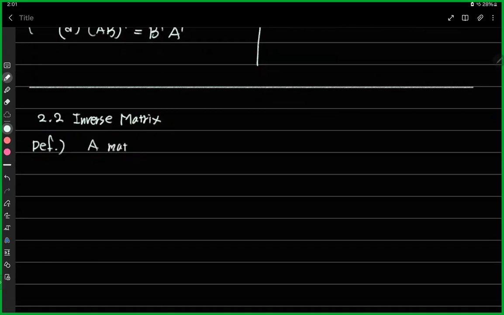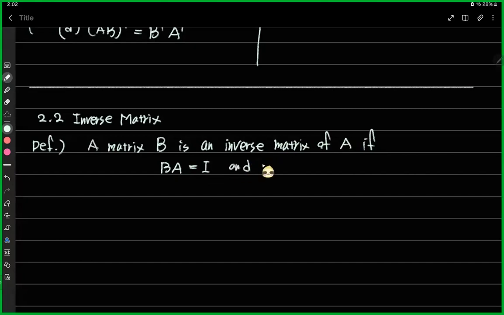A matrix A is said to have inverse matrix B, let me use B, if B times A is equal to the identity matrix, and A times B also equals I. So simply saying, A times B is equal to B times A is equal to I.